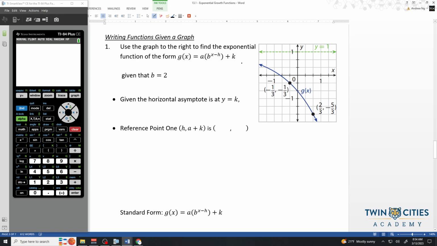Now, luckily, I'm also told what the horizontal asymptote here is. That's y equals 1. That's important because there's always going to be a horizontal asymptote at y equals k. So if I know that there's a horizontal asymptote at y equals 1, then I can say that there's a horizontal asymptote at y equals k, y equals 1.